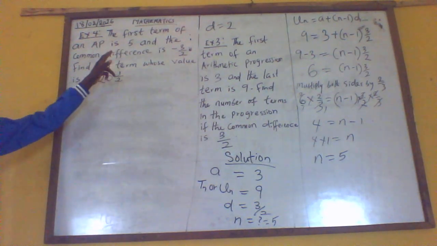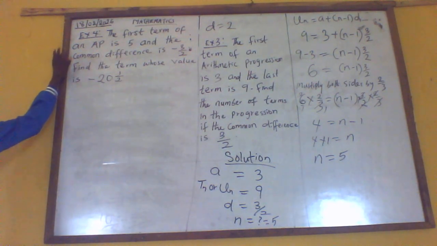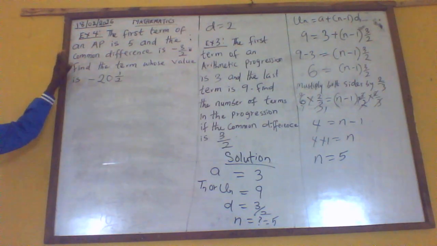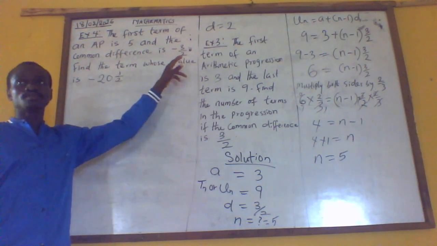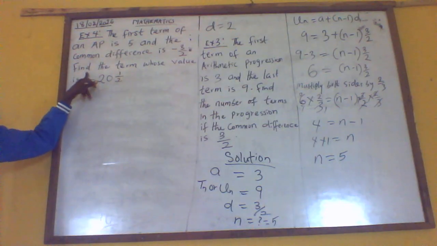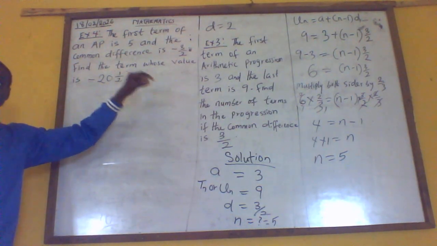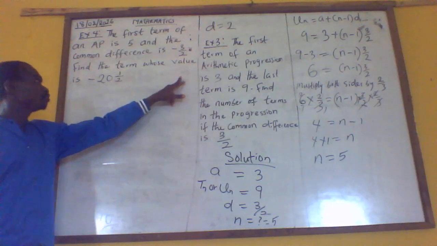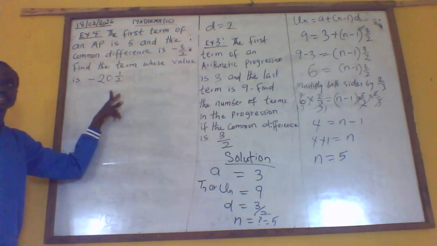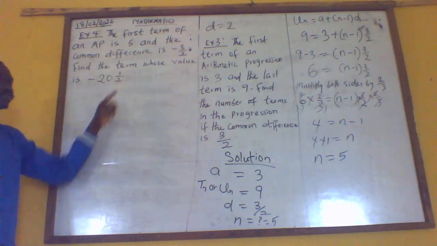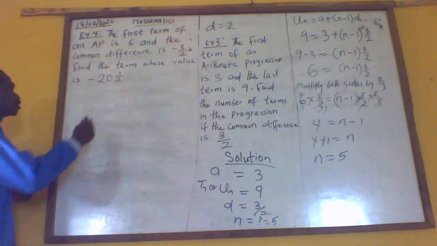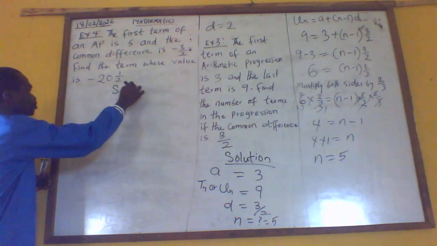So we are given that the first term of an AP is 5, and the common difference is minus 3 over 2. You have to find the position of the term whose value is minus 20 and 1 over 2. So let's see that. Let's write out what we have.